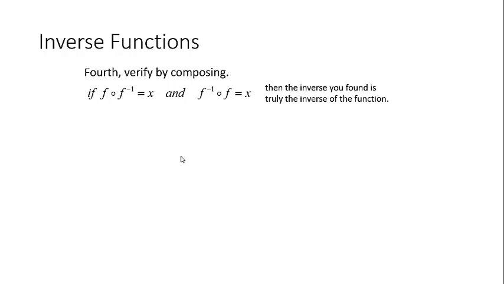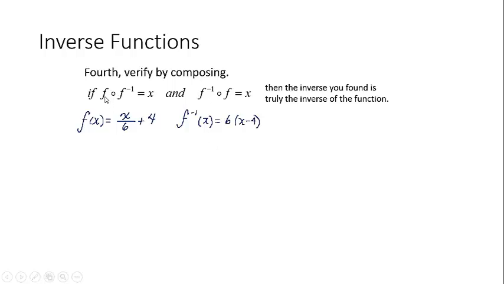So let me give you an example. Our original function was f of x equals x over 6 plus 4. And we also found that the inverse function was 6 times x minus 4. That's what we had found. Okay, so let's go ahead and check if they are really inverses, if I didn't make a mistake, and this is one way to check.